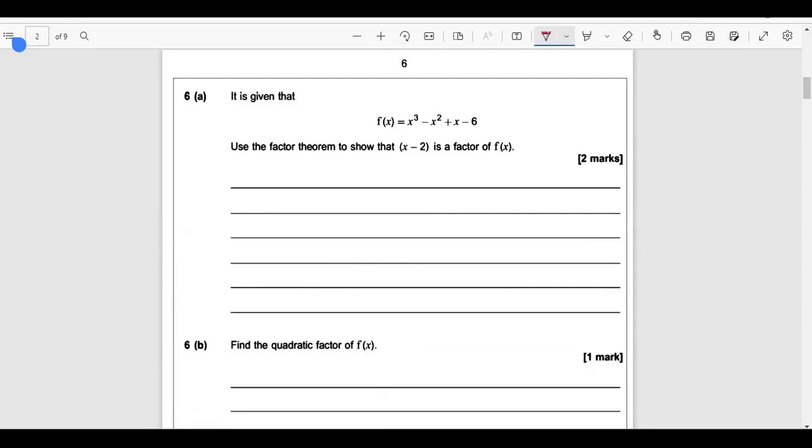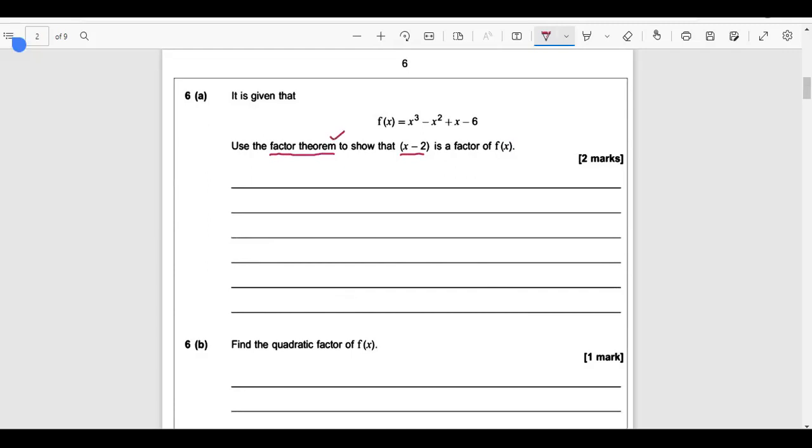It says it is given that f of x equals x cubed minus x squared plus x minus 6. Use the factor theorem to show that x minus 2 is a factor of f of x. All right. Now we have a factor theorem. It's very simple. How do we use factor theorems?